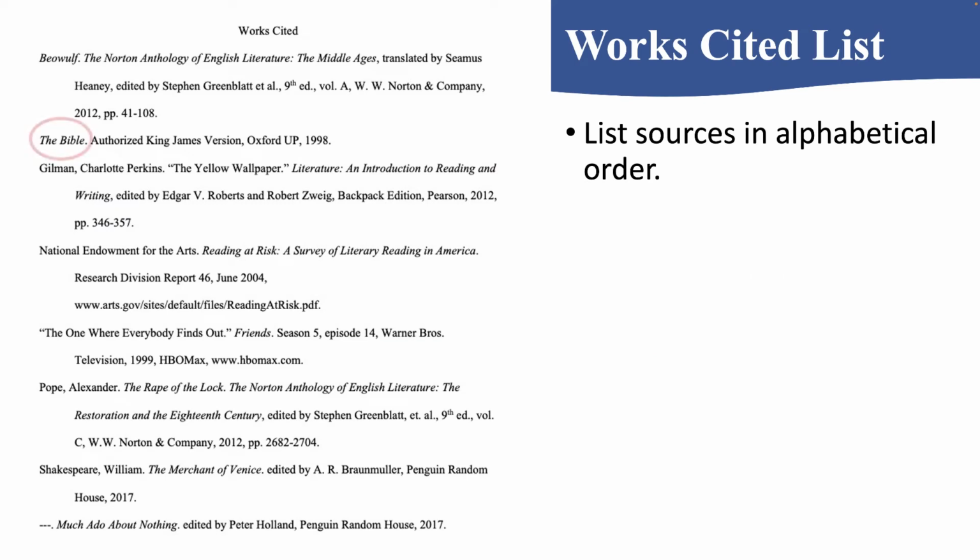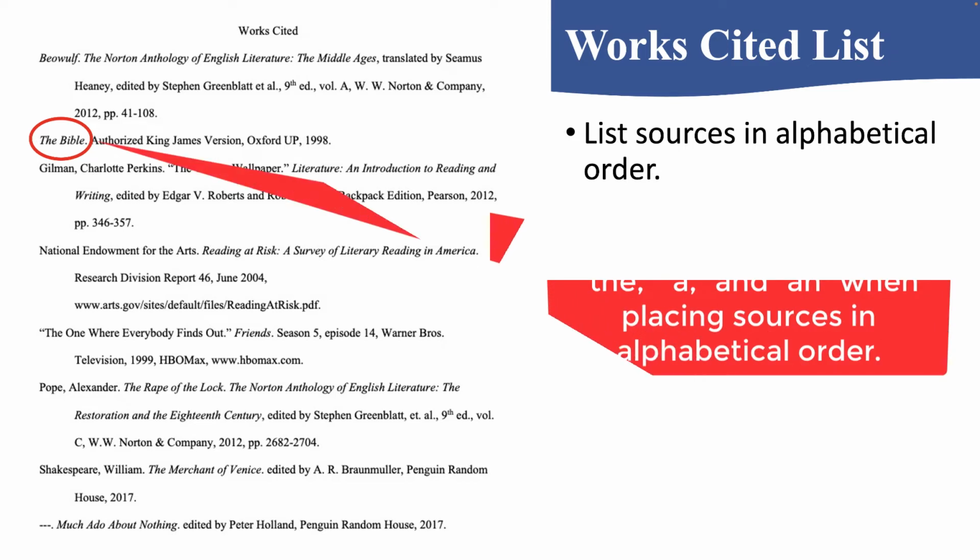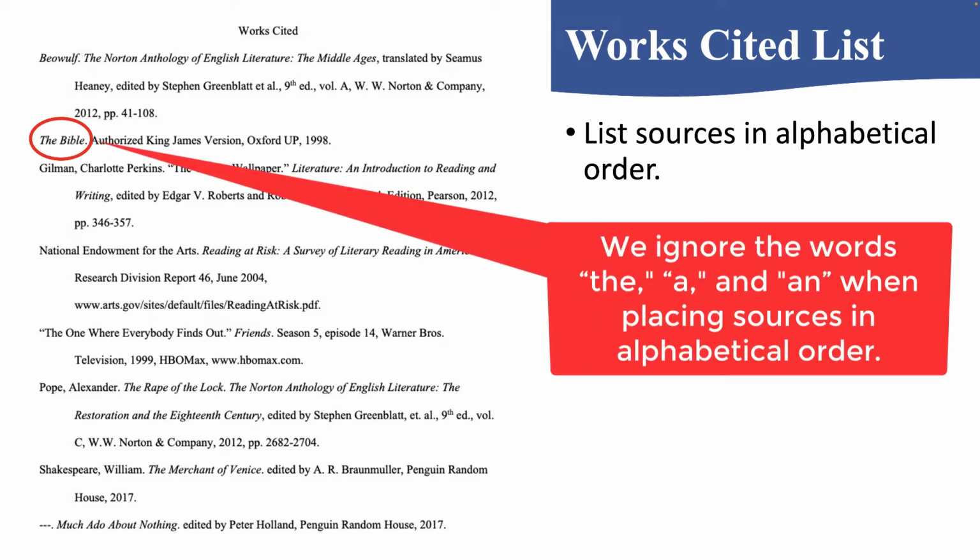We list our sources in alphabetical order. I've circled the words the Bible here. That's because it's not alphabetized by the word the. If it were, it would appear much further down on our works cited list. Instead, we alphabetize it by the word Bible. Well, that's because we ignore the words the, a, and an when we're alphabetizing sources. We don't pay attention to those determiners. So because I'm ignoring the word the, I'm going to go right to the next word, which is Bible, and I'm going to alphabetize this under BI for Bible, following BE for Beowulf.